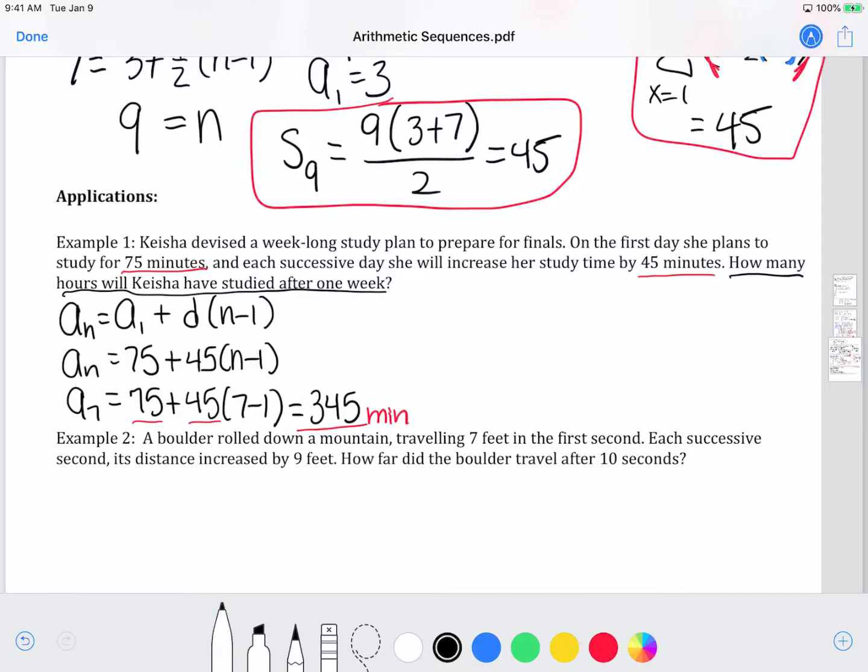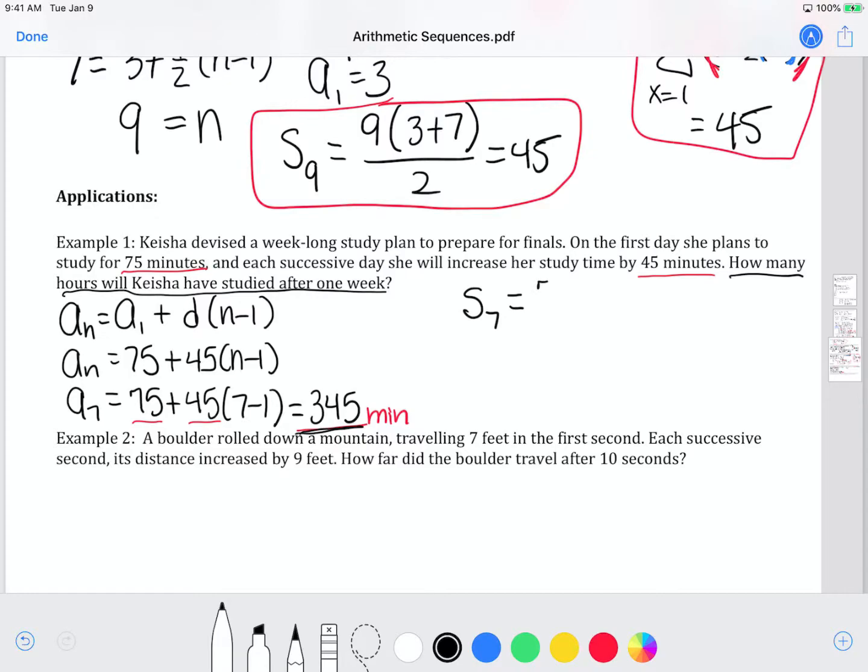So now we can find our S7. A7 is just the number of hours she studied on the 7th day. And they're asking for all the hours that she studied over the whole week. So we have to add up A1, which represents the number of hours she studied on the first day, plus A2, which is the number of hours she studied on the second day, etc.